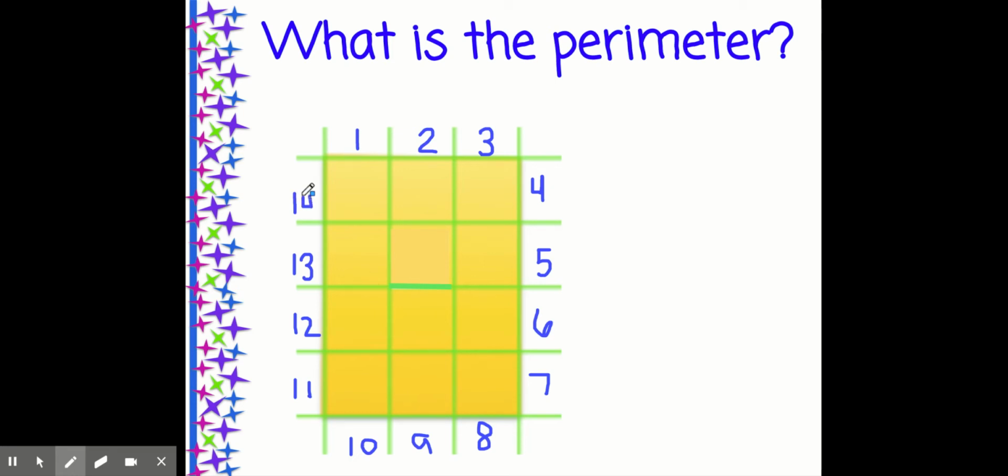Now, they didn't give us units, so you know what we simply say? 14 units. We just write the word units right next to it. When they don't give you units, you write the word units. So the perimeter of this triangle is 14 units.